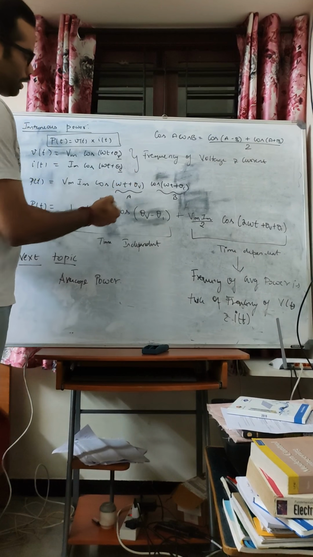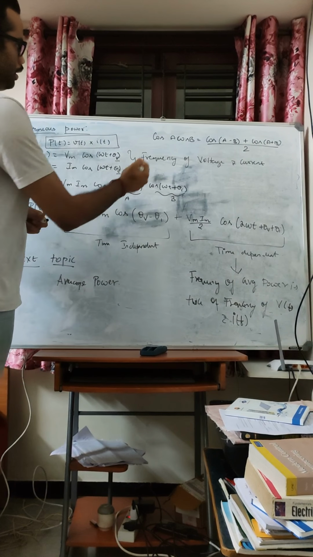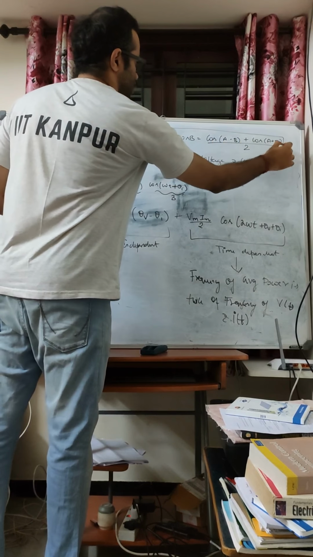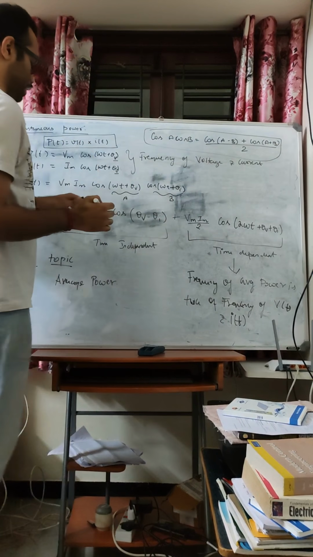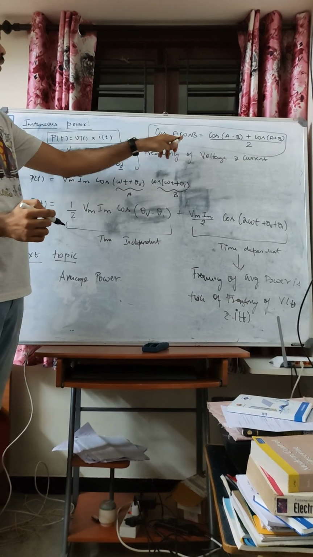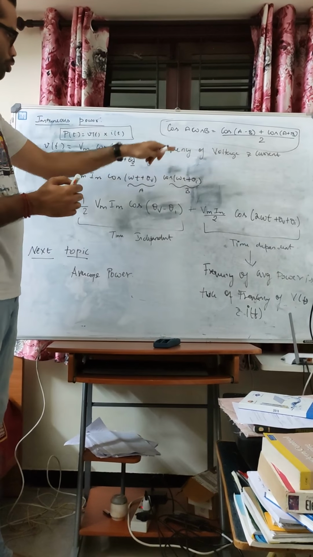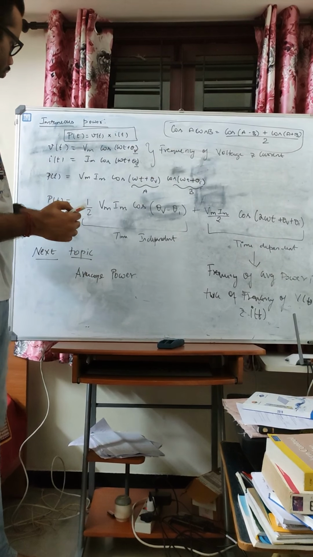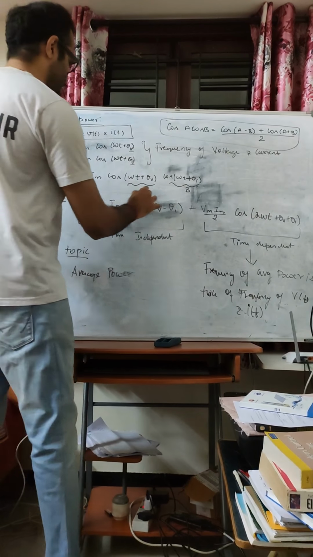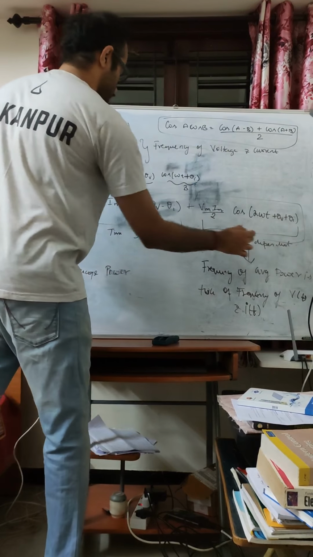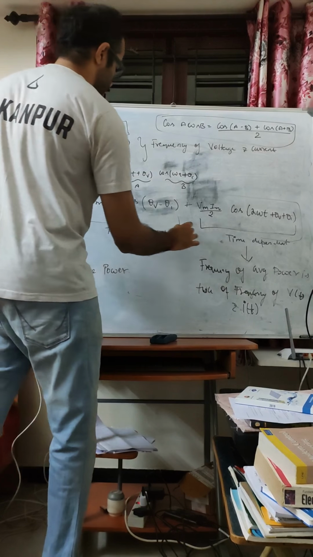We can recalculate this equation by going through the trigonometric formula. We can replace cos A times cos B with cos(A minus B) plus cos(A plus B), divided by 2. Just substitute that over here, and now you can find the final instantaneous power which is flowing in the circuit.